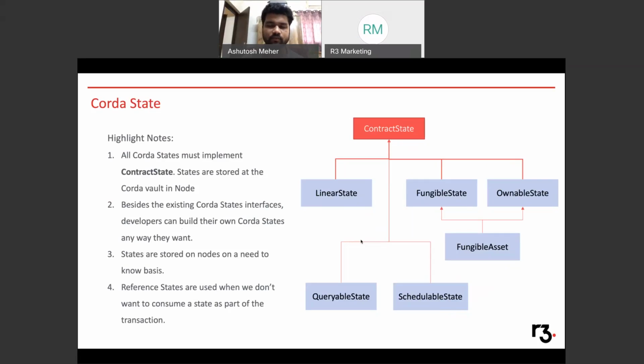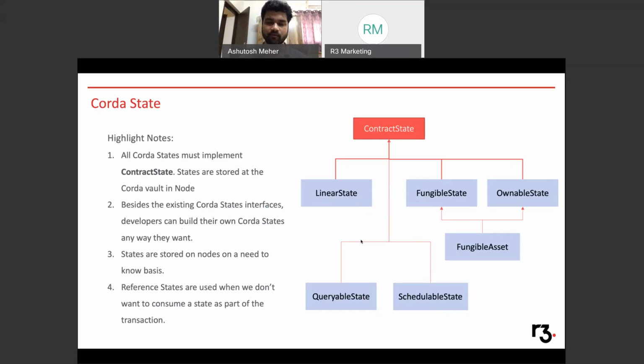And there are ownable states, which are used for assets that are supposed to be owned by a single identity at any point in time. There's an API or a particular class which you could use for these kinds of assets, which is ownable state. Now there are certain more helper interfaces, I would say, like the queryable state and schedulable state. I will not go into in-depth details of these things, but I'll just explain what these things are in simple words.